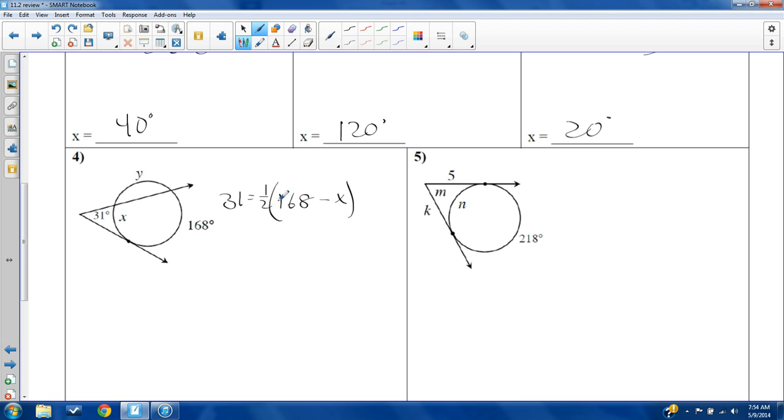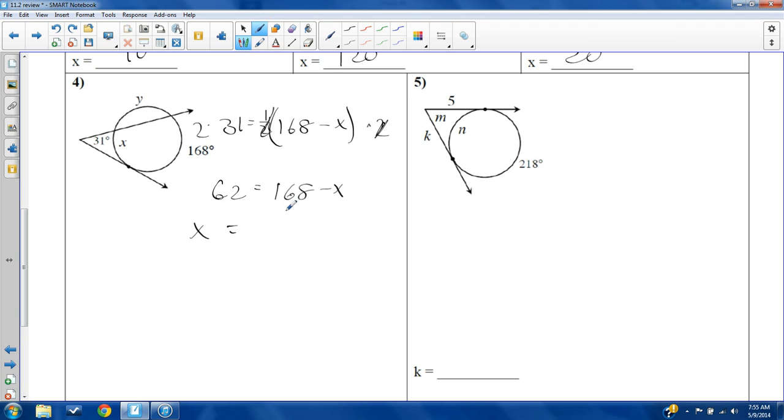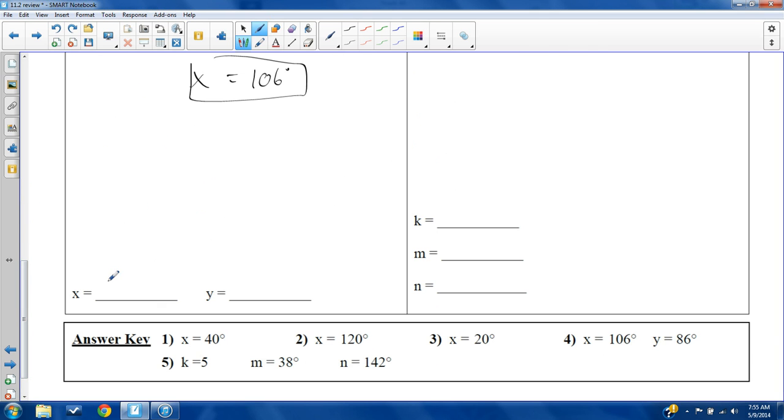Okay? You can either distribute the 1/2 into here. I'd rather just multiply both sides by 2. If I multiply this side by 2 and this side by 2, then I'll get 62 equals, now 2 times 1/2 cancels out both of these guys. So you're just left with 168 minus x. Add x to both sides. X equals, subtract 62 from both sides. 168 minus 62 is 106. So we got that there for x. Let's double check that. Yep, we got it.